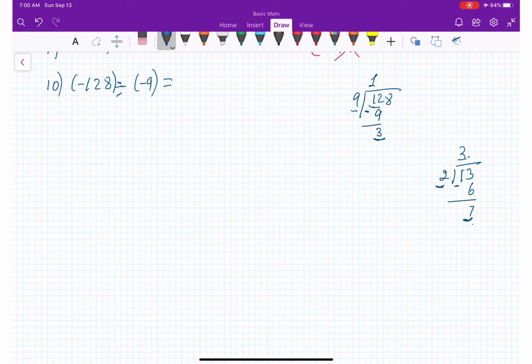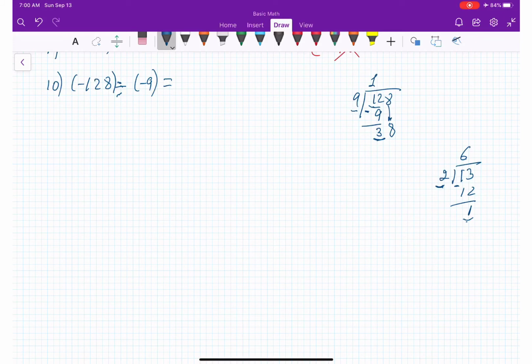I have to take a bigger number, which is going to be 6 times. 6 times 2 is 12. 13 minus 12 is 1. Now we got it. We took the maximum because 1 is less than this 2. Okay? All right. So bringing down this 8.